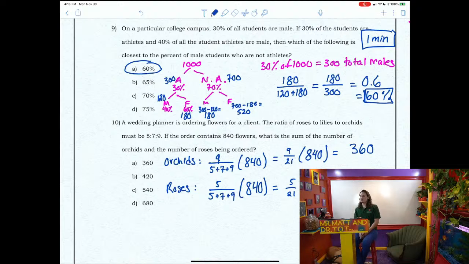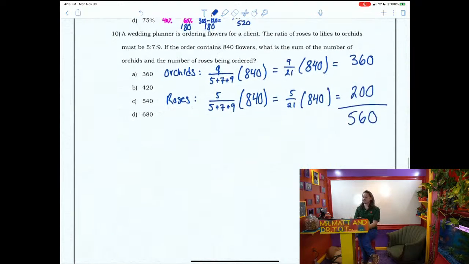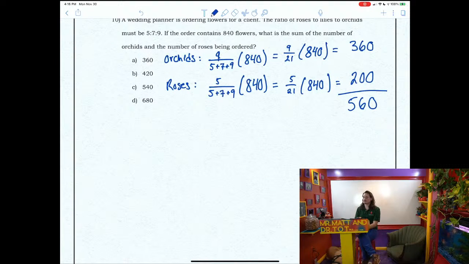Question 10. We could solve this one of two ways. I use the fractional method here. So notice that if the ratio of roses to lilies to orchids is 5 to 7 to 9, then orchids represents 9 over 5 plus 7 plus 9 of the 840. So that's 9/21. So 9 over 21 times 840 is going to give me 360 orchids. 5 over 5 plus 7 plus 9 times 840 is going to give me 5 over 21 times 840, which is going to give me 200 roses.